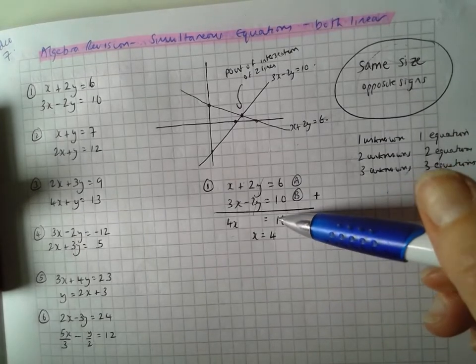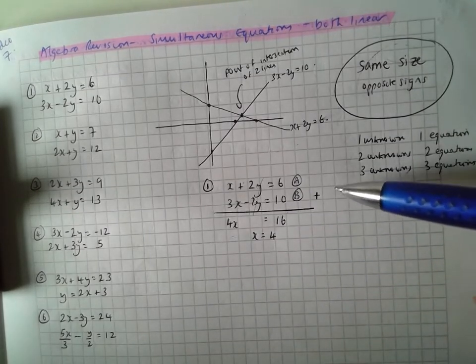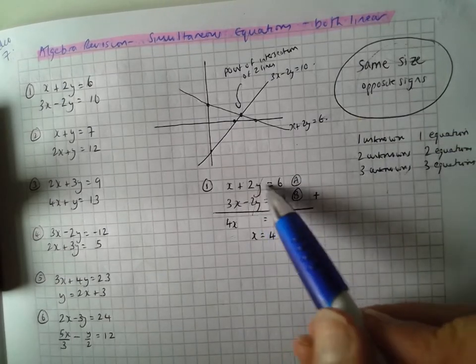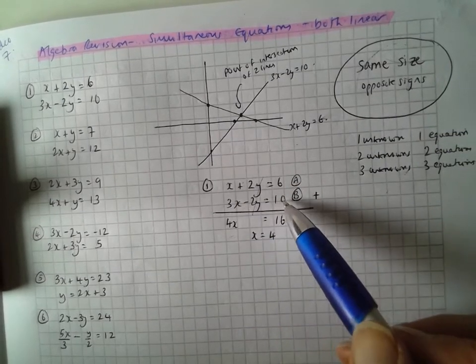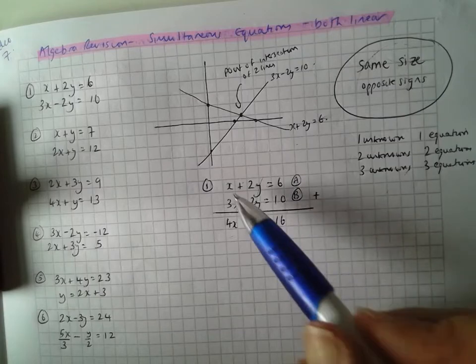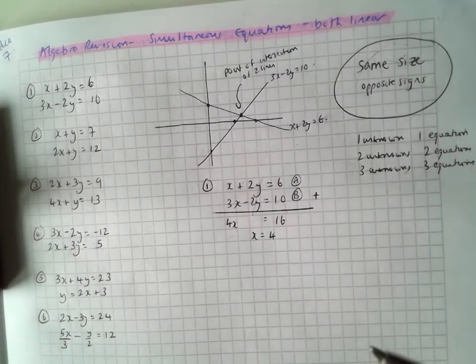4x equals 16, no problem, x must be 4. When you've got two unknowns with two equations like here, it's much harder to see what number would fit for y and x at the same time. Okay, anyway, that's a digression.